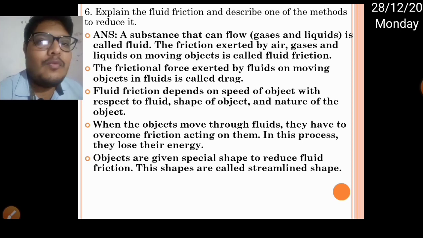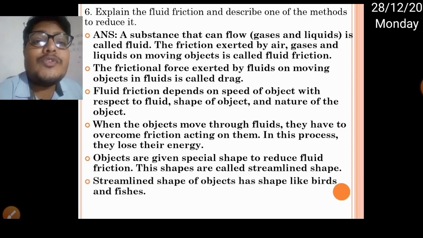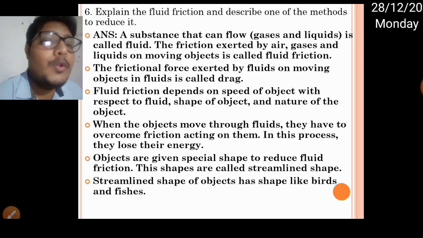Animals like fish, or birds, just see their body. What is the shape of their body? It is also narrow from the front and back, right? Birds are also narrow from the front and back. So those kinds of shapes are known as streamlined shapes. A streamlined shape is like that of birds and fishes, as I told you. So this is how we can reduce the fluid friction.